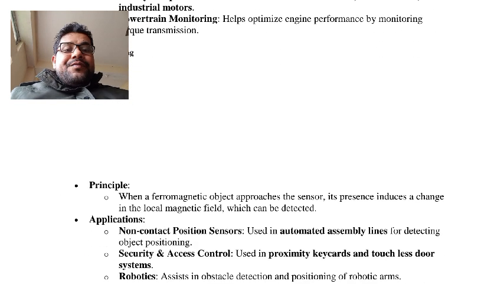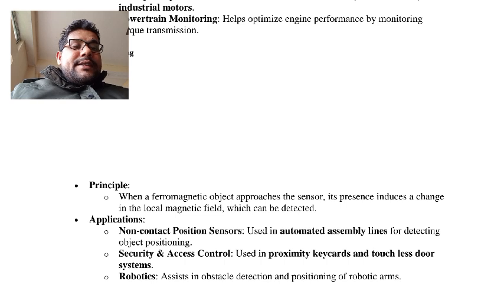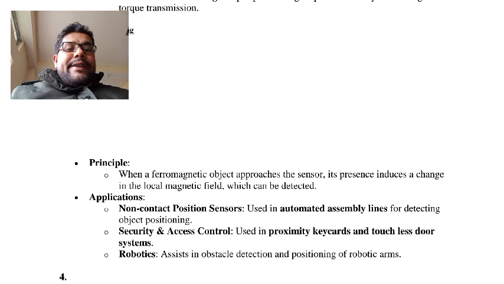Proximity sensing. When a ferromagnetic material approaches the sensor, its presence induces a change in the local magnetic field, which can be detected.